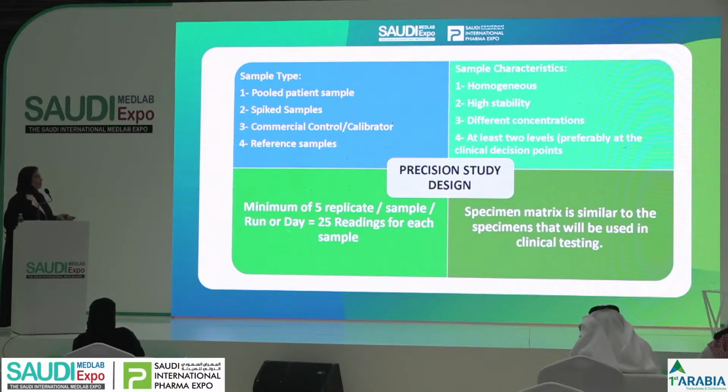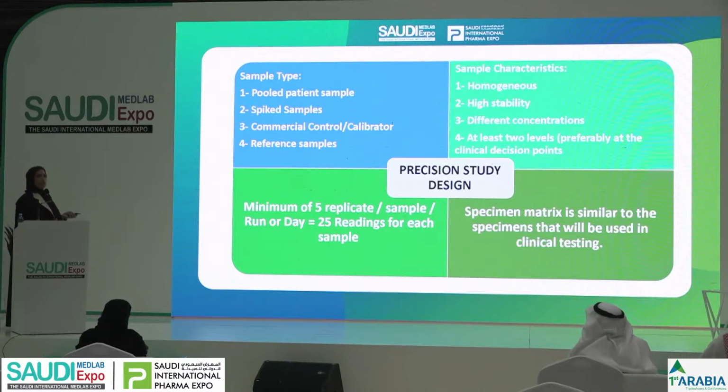And how many replicates should I do? A minimum of 5 replicates per sample, per run or day. If it is within day, it is per run. If it is within lab, it will be per day. We will end up with 25 readings for each level or each sample. And of course, the sample matrix should be the same as our analyte. If I'm doing method validation for glucose in plasma or serum, I should use a plasma or serum matrix.